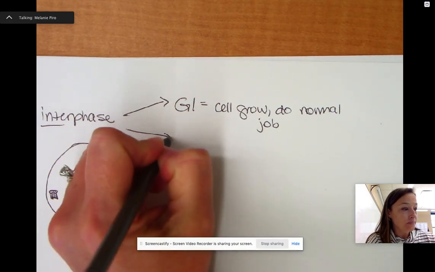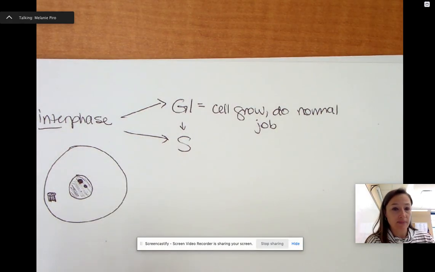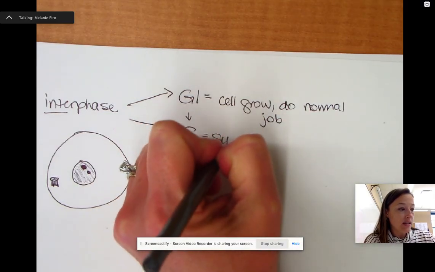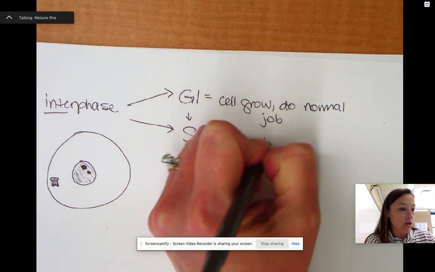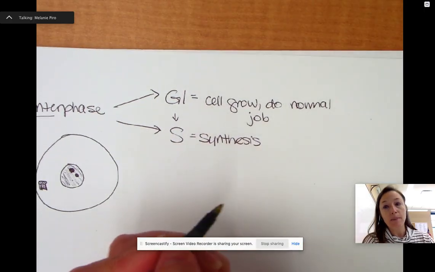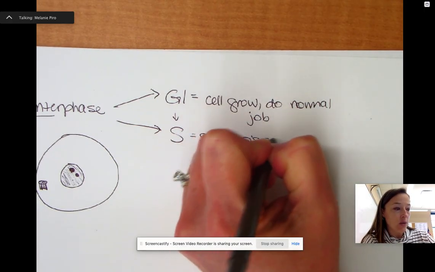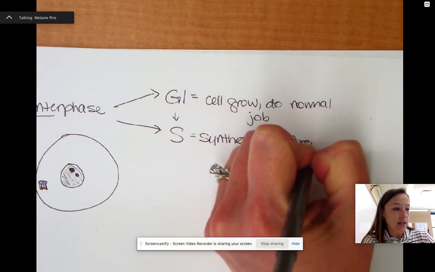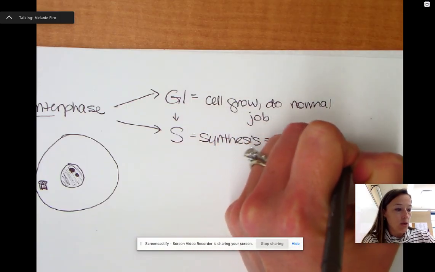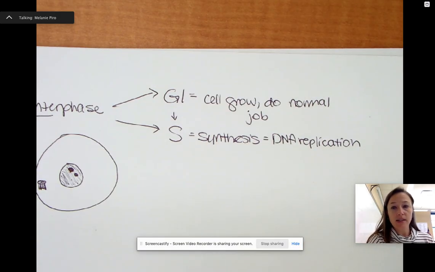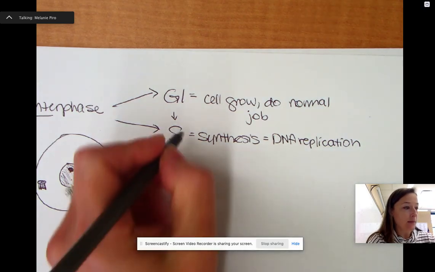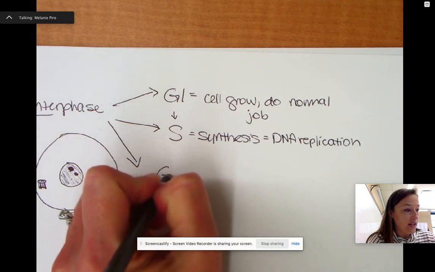After G1 is the S phase. S stands for synthesis, which is a fancy word that they love in AP biology that means make. It means to make something. And so synthesis is where we are going to copy our DNA. So we're going to do DNA replication, which we'll talk about in Unit 6. Basically you're going to go from having your 46 single chromosomes, if you're a human, to 46 duplicated chromosomes. So you go from that single line to the X. And then the third phase is G2.